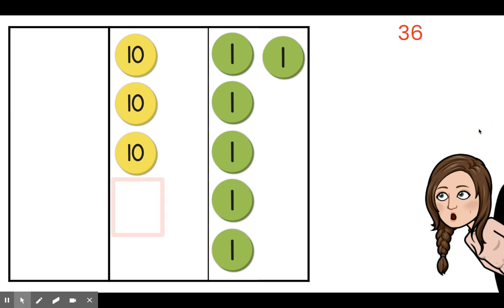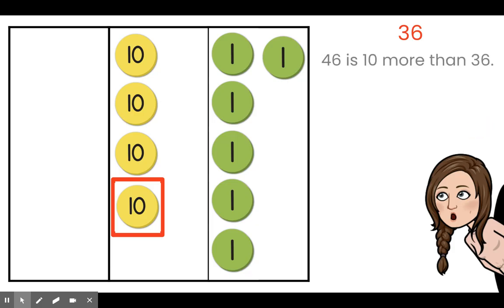Back to 36. Now my red rectangle is moving over to the tens place value spot on our chart. We're going to add a group of 10. Where should we put it? That's right, in the tens place value spot. Here we go. Ta-da! Another group of 10. Now what is represented on our place value chart? 46. Using a sentence frame, we could say 46 is 10 more than 36. That's true. We could also say 10 more than 36 is 46.